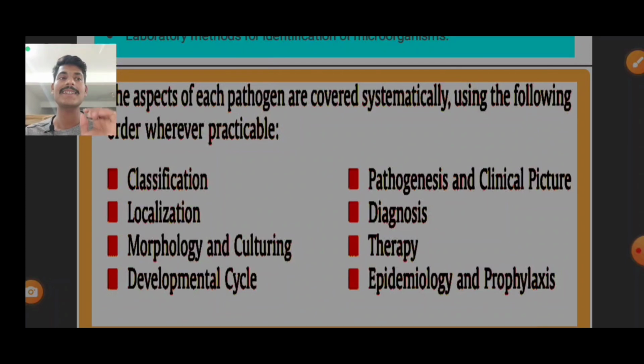Then pathogenesis and clinical picture. Pathogenesis means disease development: how a pathogen enters the body, destroys the immune system, which is the protective system in our body, and then how it colonizes there, increases its number, and captures our cellular machinery. All those things we will discuss in pathogenesis.